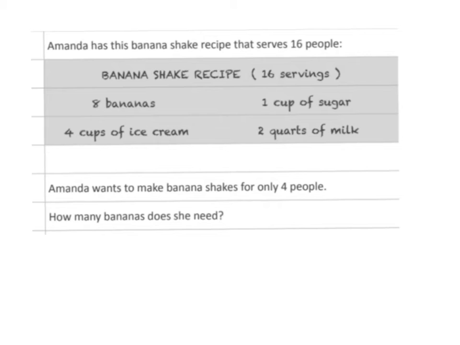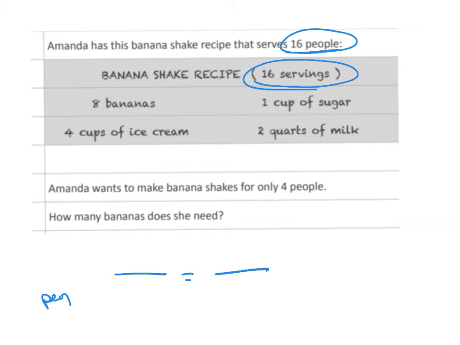Amanda has this banana shake recipe that serves 16 people. That is important. So when we set up our ratio down here, this is how many servings or how many people. We're going to make it out of 16 because that's how many it is. Amanda wants to make banana shakes for only 4 people. So this is where this is going to go, right across from the 16. So how many bananas does she need?